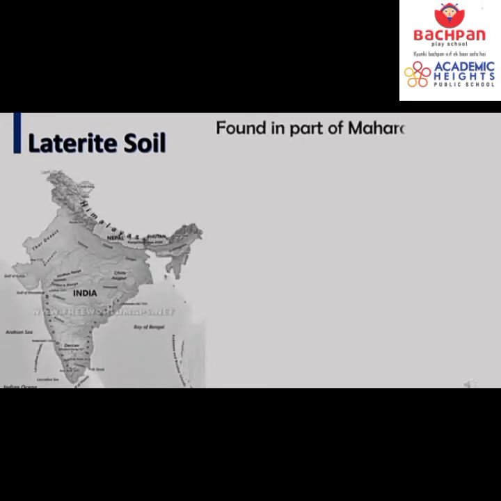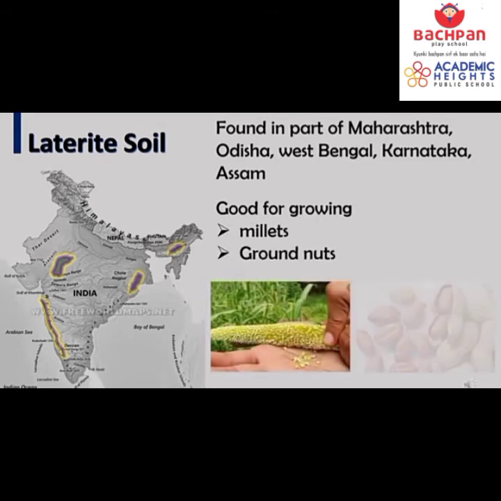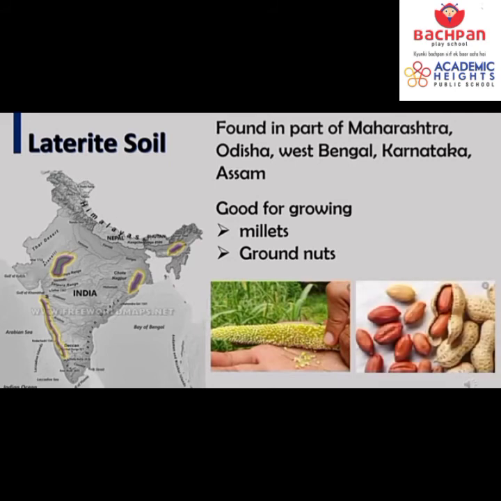Where do we find this soil? We find the soil in the part of Maharashtra, in the part of Odisha, West Bengal, Karnataka, Assam, Bihar, Andhra Pradesh, even in some parts of Kerala. What is good for growing here? It is millets, groundnuts, tea, rubber and cashew nuts and even coffee.